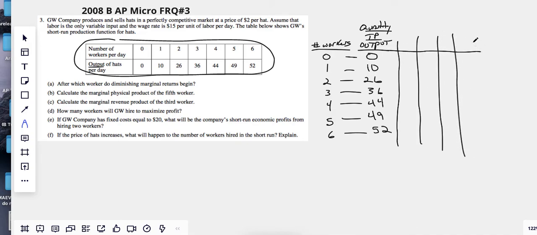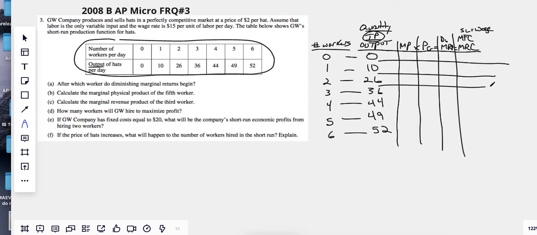Again, I always do these exactly the same. If they give me total product, I'm going to find marginal product, multiply that by the price of the good. That's going to give me my marginal revenue product, which is my demand for labor. And then I'm going to compare that to where my marginal resource cost is. This can also be called marginal factor cost. It can be called supply of labor. It is the wage. So let's draw some lines across here so we can fill this in.